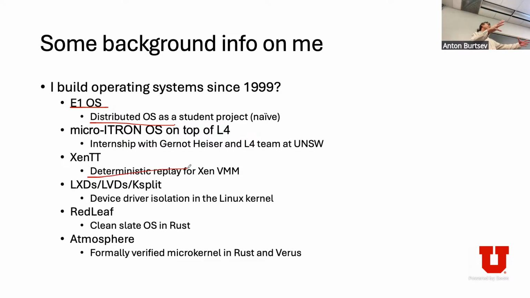As a PhD, I built a deterministic replay engine. The idea was that you take a virtual machine, record its execution, and then replay it later. Xen is a production quality virtual machine, which was used by Amazon and possibly still is in the Amazon Cloud, but they are deprecating it, moving to something else. Then I built a range of heavy-lifting extensions to Linux, but the most recent ones, Redleaf and Atmosphere, are two operating systems implemented in Rust.